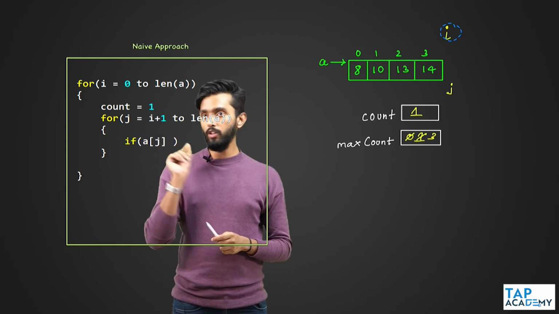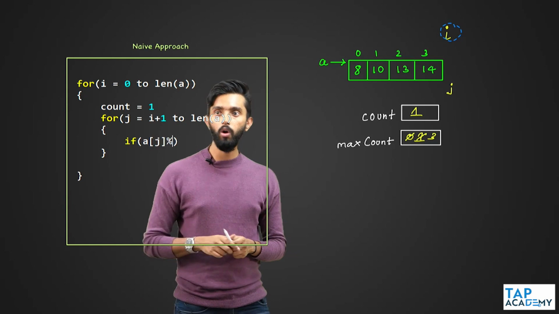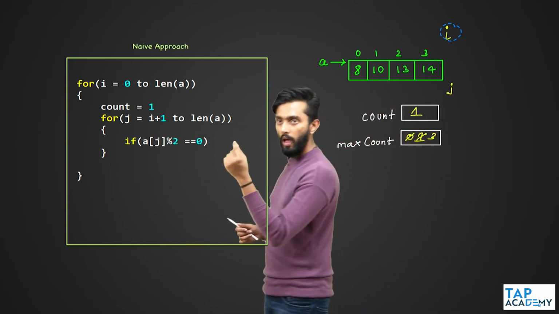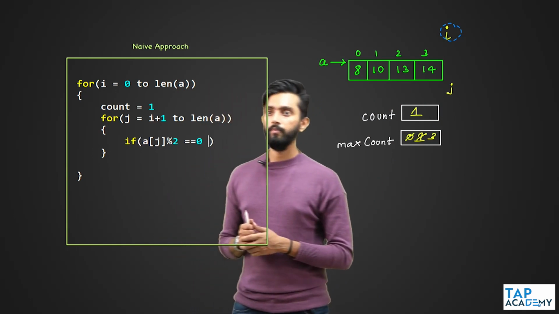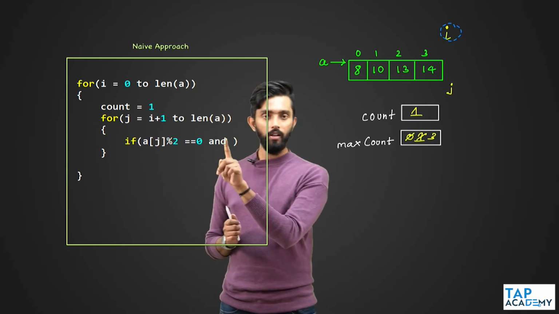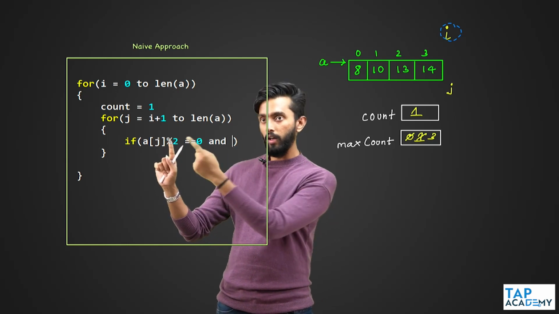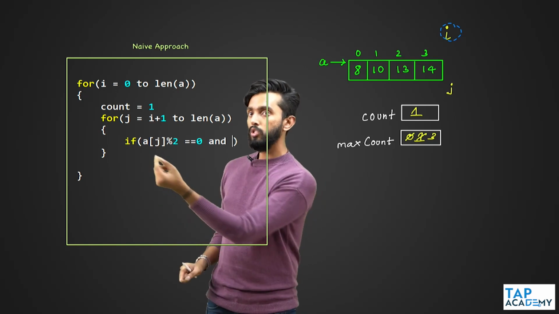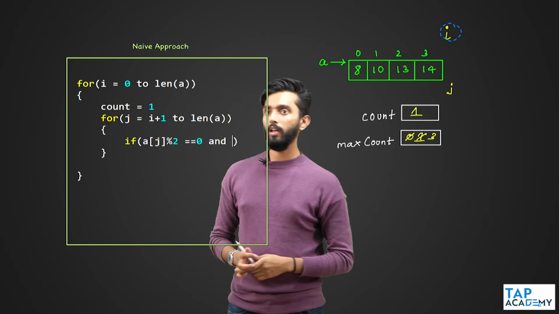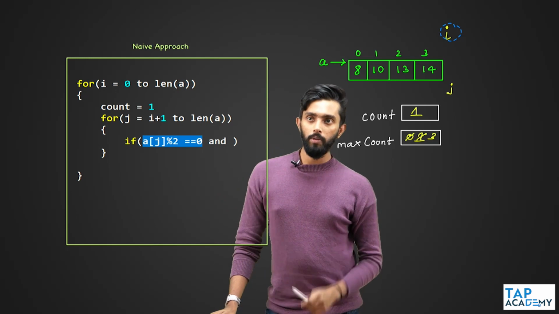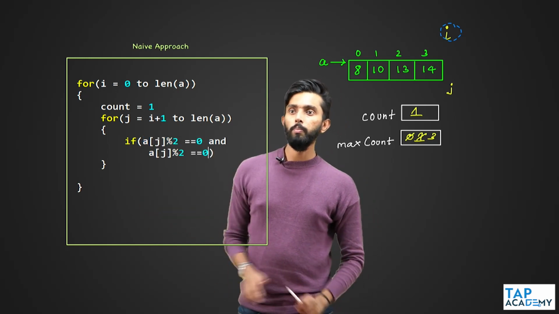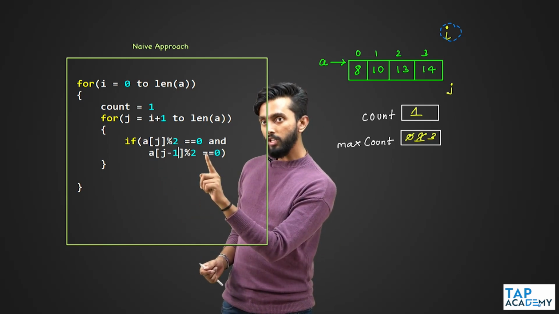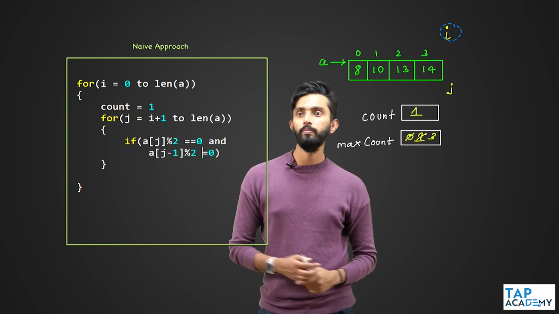First I will check if it is even, so mod 2, don't leave space here, mod 2 equal to 0, and now only this should not be satisfied. If this is even, the previous element should be odd, isn't it? So I will just copy this and paste it again. I will press enter and paste it. Then I will make this j minus 1, the previous element, and make this not equal to.